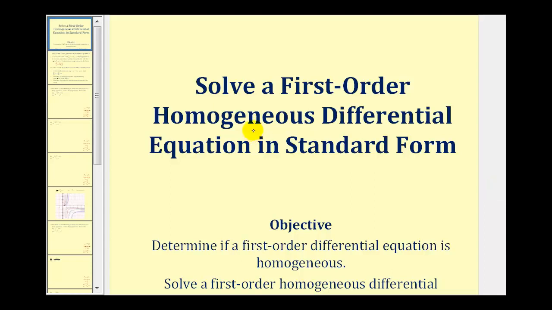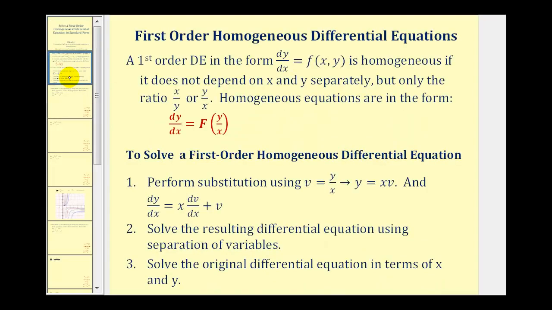Welcome to a lesson on solving a first-order homogeneous differential equation written in standard form. A first-order differential equation in the form dy/dx equals f of x comma y is homogeneous if it does not depend on x and y separately, but on the ratio of x to y or y to x. So we can say a differential equation is homogeneous if it can be written in the form dy/dx equals f of y divided by x or x divided by y.